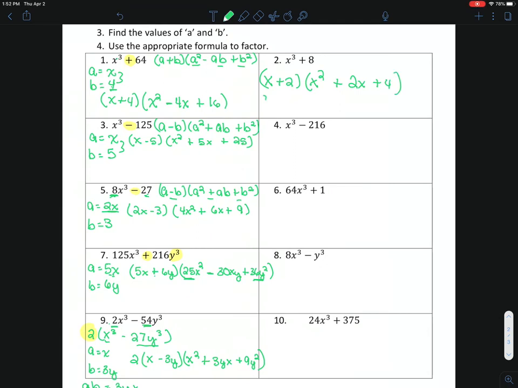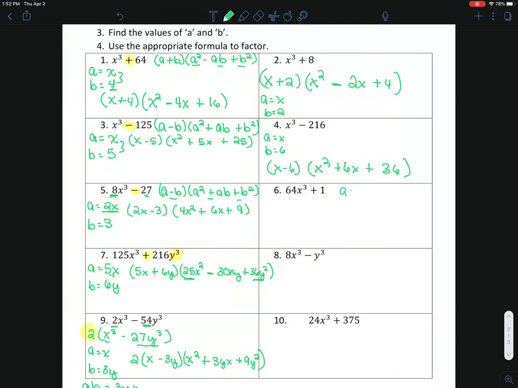Okay, let me just say A was X and B was 2. Here A is X and B is 6. So we get X minus 6. I did that wrong and nobody said anything. Were you screaming at the television? That should have been a minus at the top. So sorry, I did that wrong. So this is x minus 6, and this is going to be x squared plus 6x plus 36. Okay?